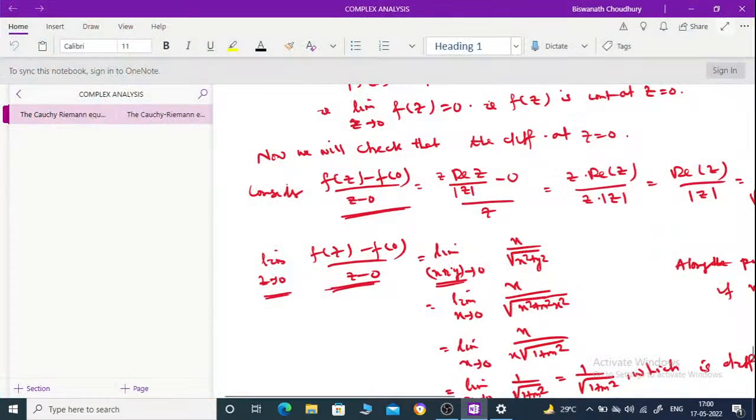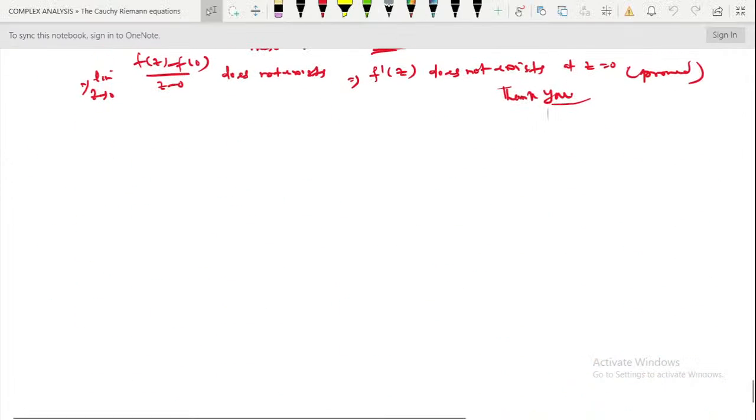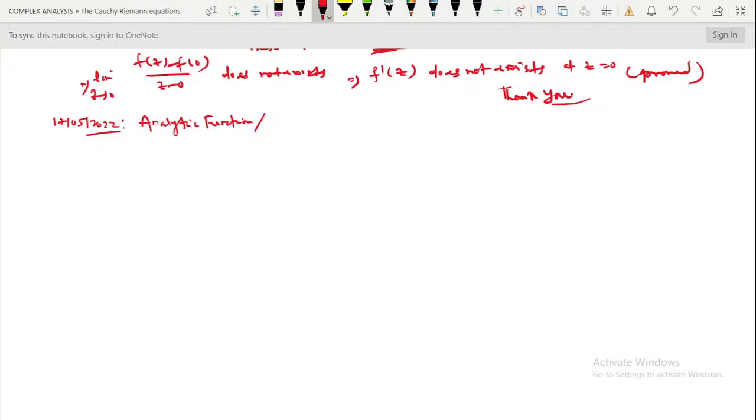Now, let us start our analytic functions. This analytic function, or you can say holomorphic function. Now comes to its definition.